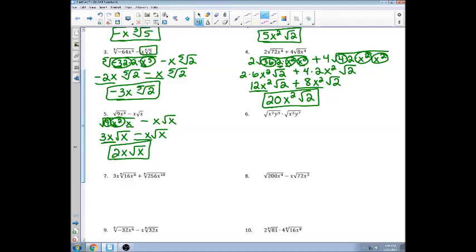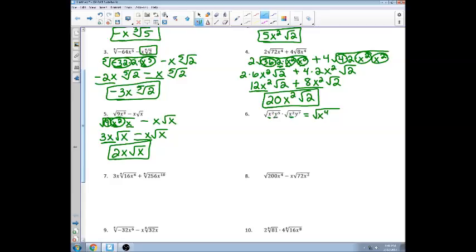Here's where it'll change up a little bit. We're kind of mixing some of the older stuff with some of the newer stuff. Here, I have a multiplication problem. So if you remember from our first day, I'm going to take everything in the first radical times everything in the second radical. So I have x squared times x squared, which is x to the fourth. Whoops. Got to keep my radical. It'll be the square root of x to the fourth.